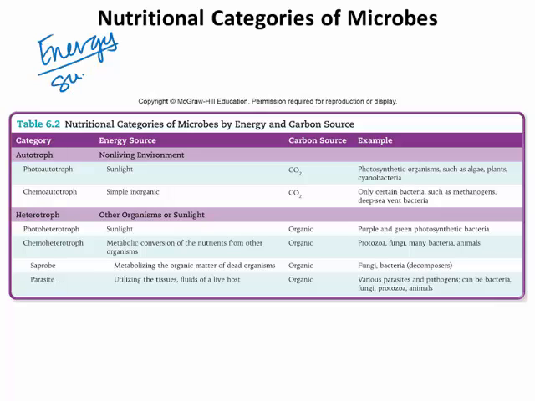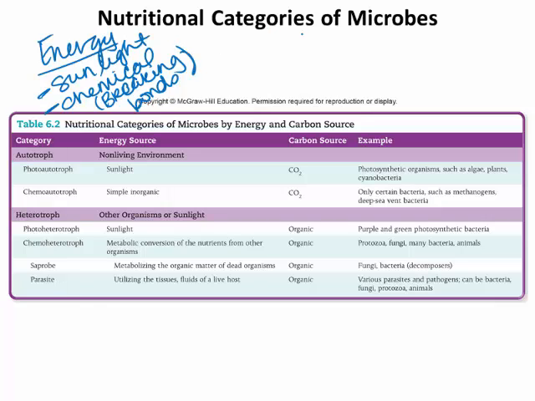Sunlight, and chemicals. When we talk about chemicals, what we mean is breaking bonds. So breaking bonds in molecules. To go along with this, we take into consideration carbon sources. Because this is going to be an extremely important nutrient, since pretty much all of your macromolecules are going to be built around carbon. It's a necessity. We see inorganic carbon sources and organic carbon sources.